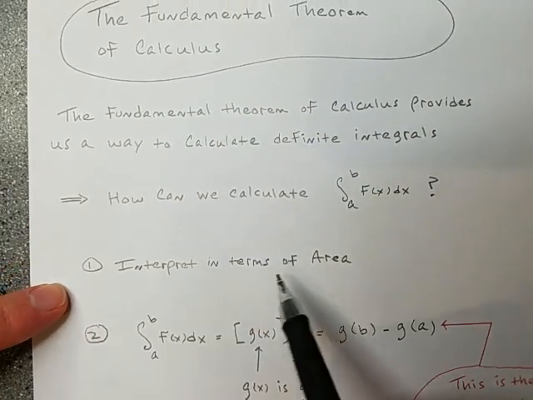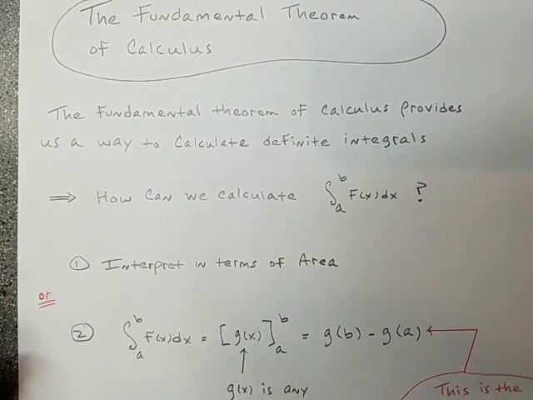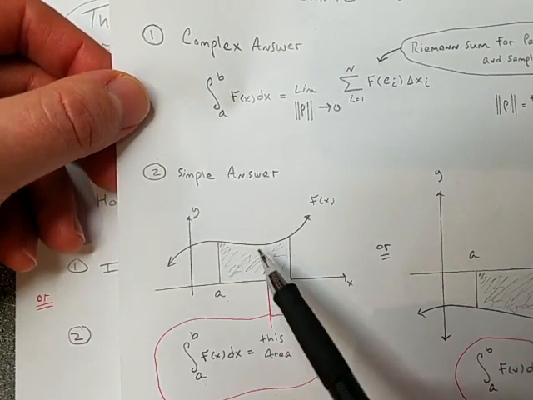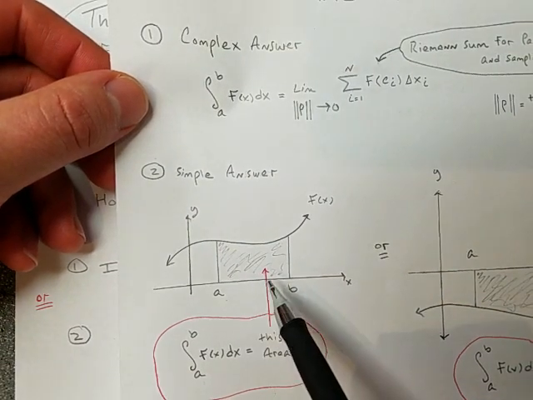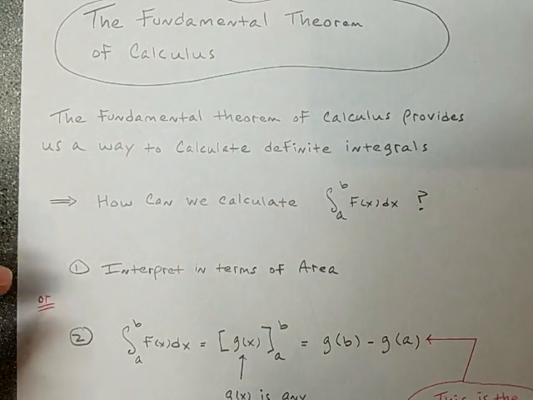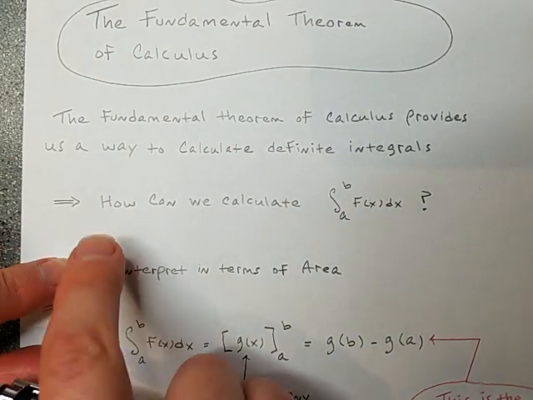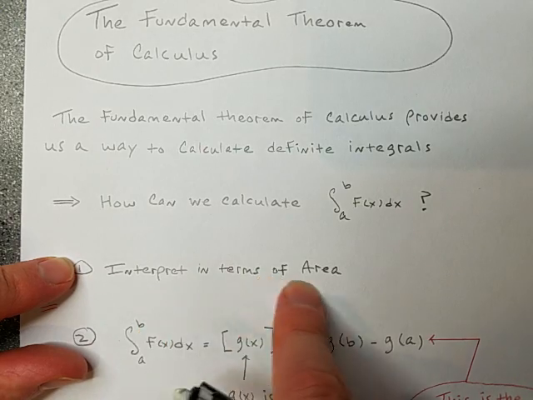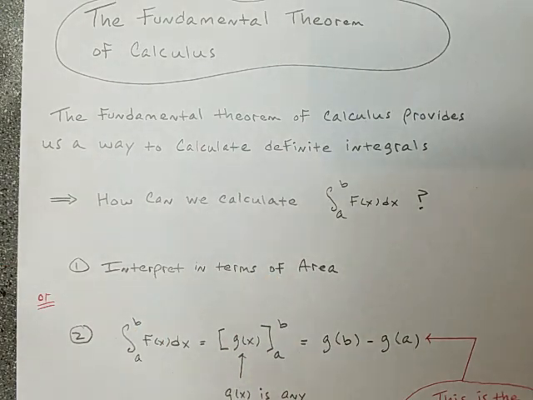There are obviously limits to that, because what if you don't know the area? Just looking at this, I don't know the area of that. That's not a shape I'm aware of. It's not a triangle or a circle or a rectangle. So this provides a way to calculate definite integrals, but there are serious limits, since you might not know the name of the shape you're looking at.